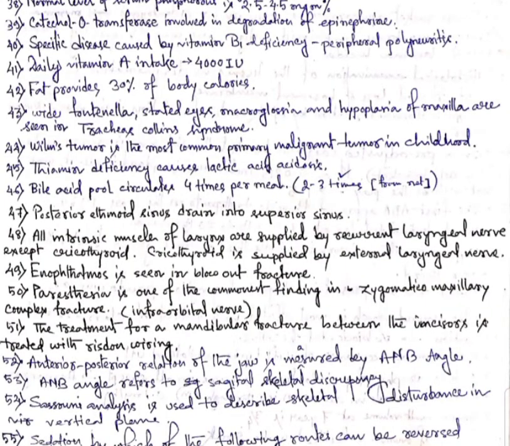The normal value of serum potassium level is 3.8 to 5 milliequivalent per liter. The daily requirement of iron in man is 10 milligram. Normal serum calcium level is 9 to 11 milligram per deciliter. Normal level of serum phosphorus is 2.5 to 4.5 milligram.